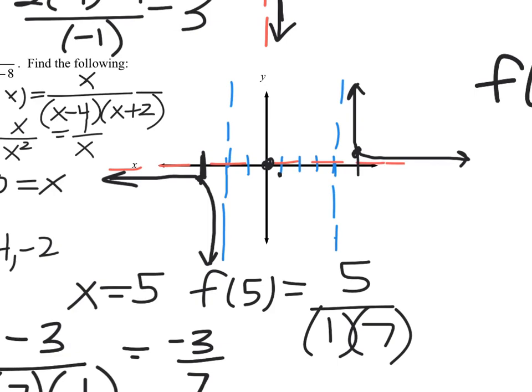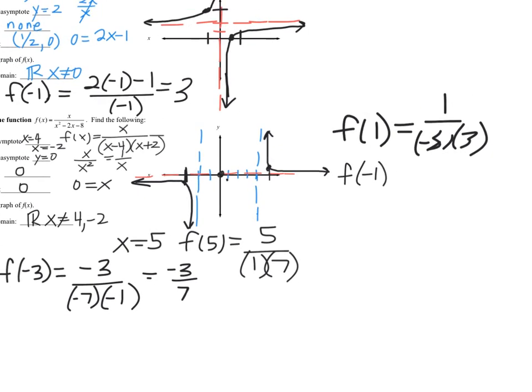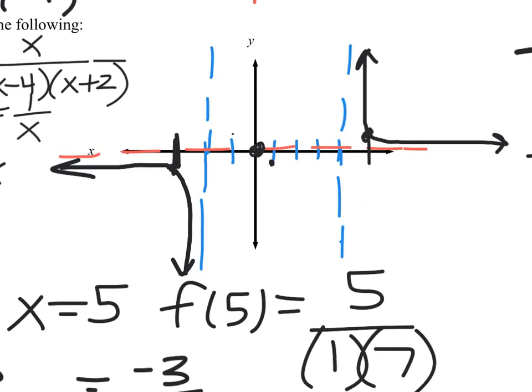Okay? And now let's plug in f of -1. So I get -1, and -1 minus 4 is -5. -1 plus 2 is +1. And so I get +1/5. So at -1, I'm up here.